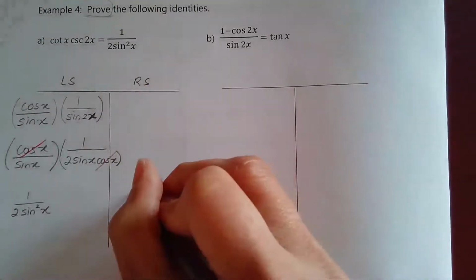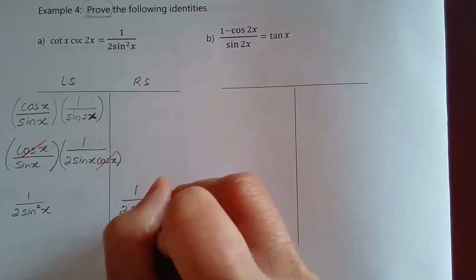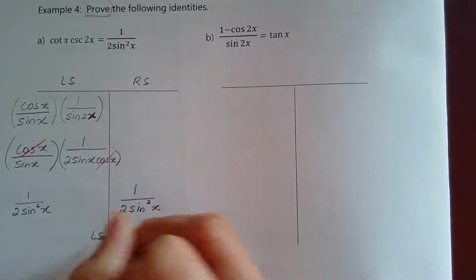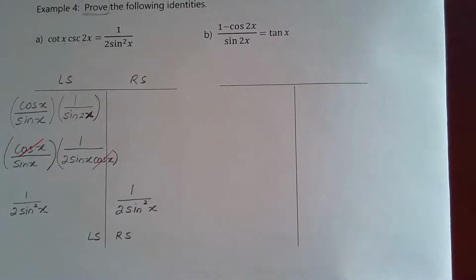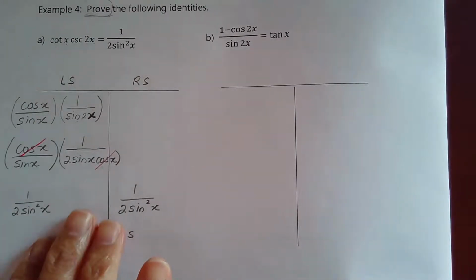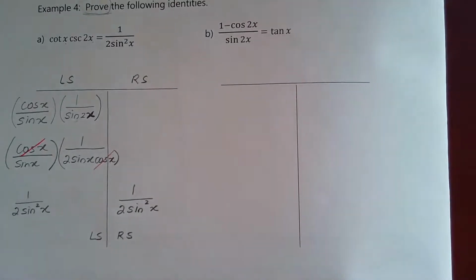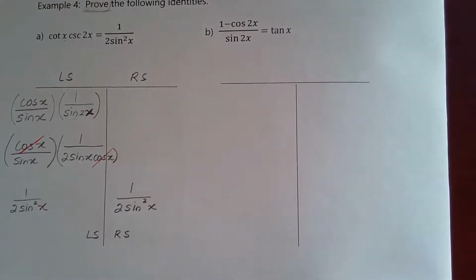Okay, and that's the same thing as the right side. 1 over 2 sine squared of x. So left side is equal to the right side. So this is really not a bad trig identity to prove. Certainly do use the stuff that you know about trig identities, and then we'll go on from there.